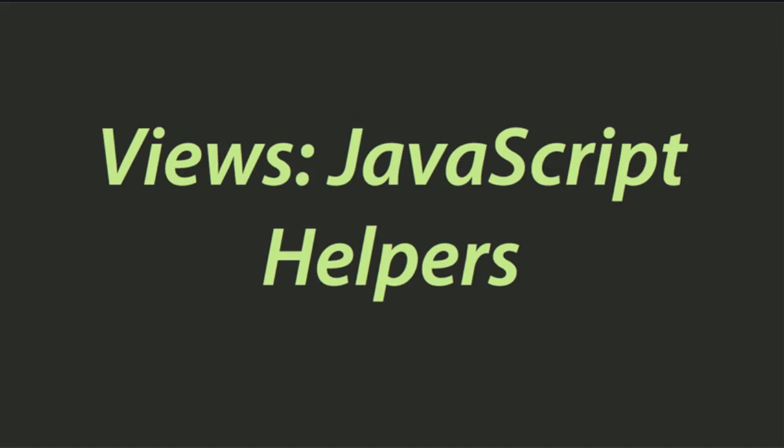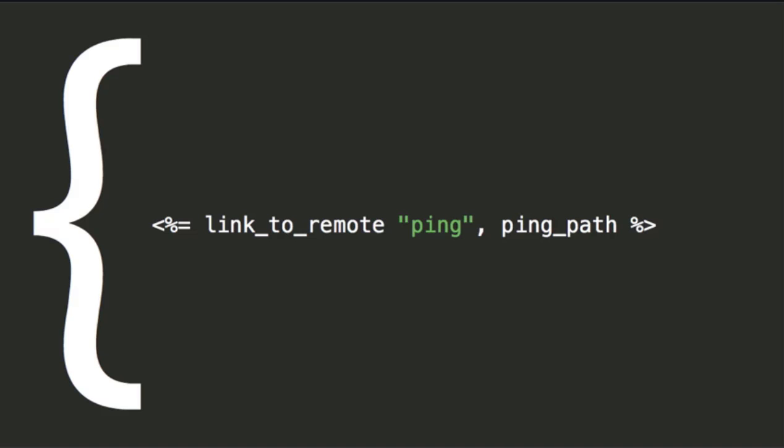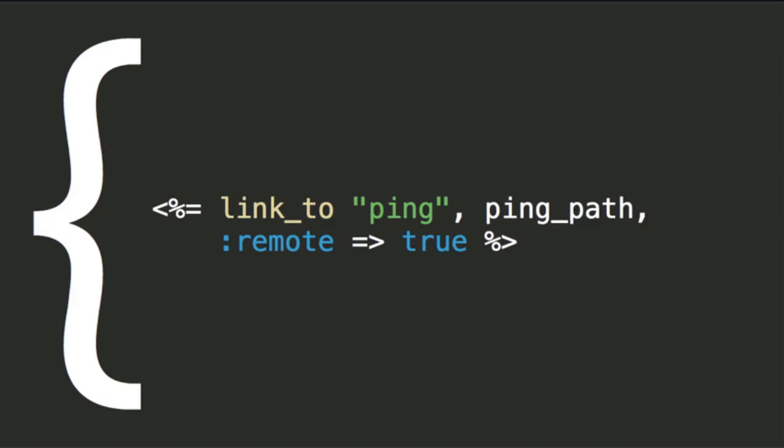The next change is JavaScript helpers. Link to remote in Rails 2.3 becomes link to in Rails 3. Note that you need to provide remote true here, and that we have removed link to remote from Rails core. If you want link to remote to have the same old semantics where it used to spit out JavaScript onto the page, you can install the plugin from the Rails GitHub, and that will keep link to remote working with the old link to remote semantics.